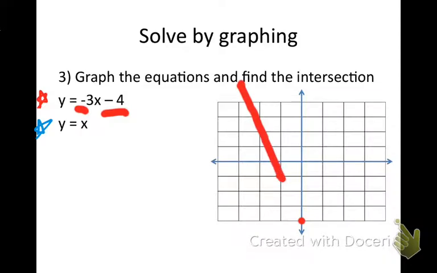Again, recognize negative slope. Good review, know this. Negative slope means it's going down. So as we look left to right, it's going down.